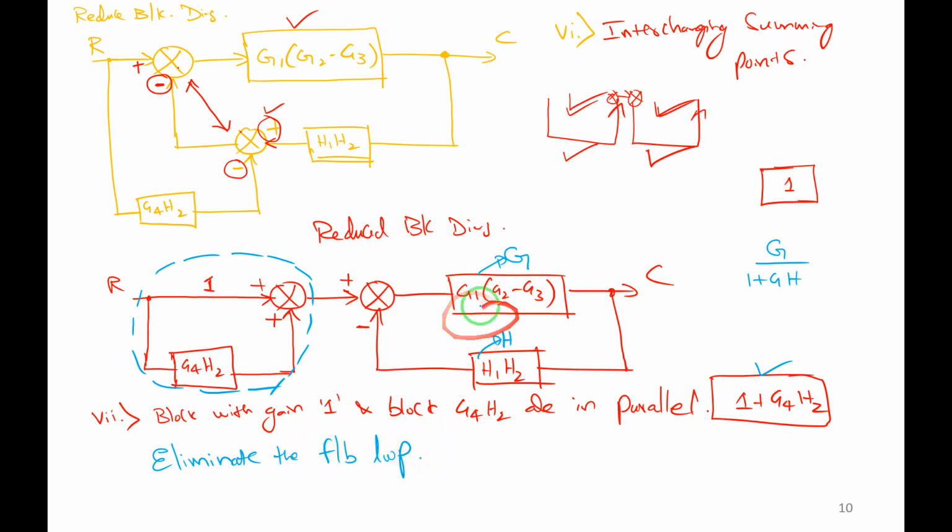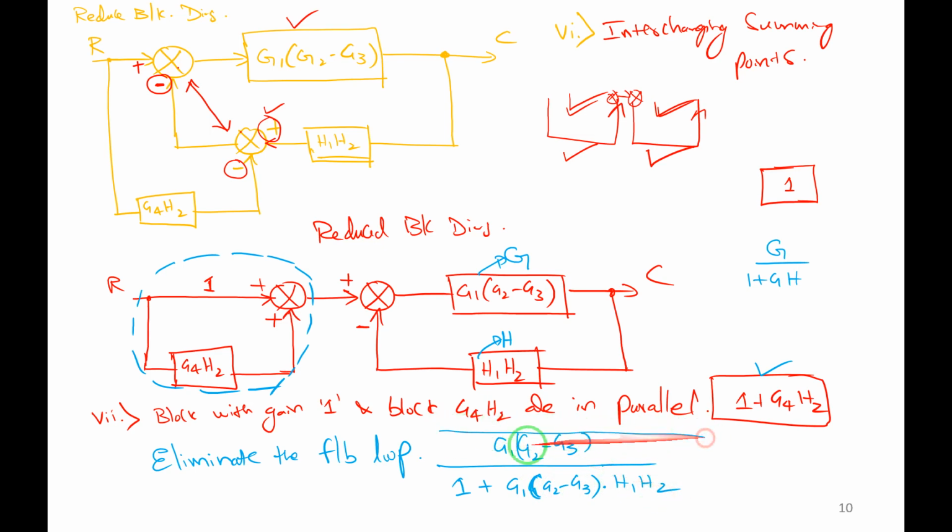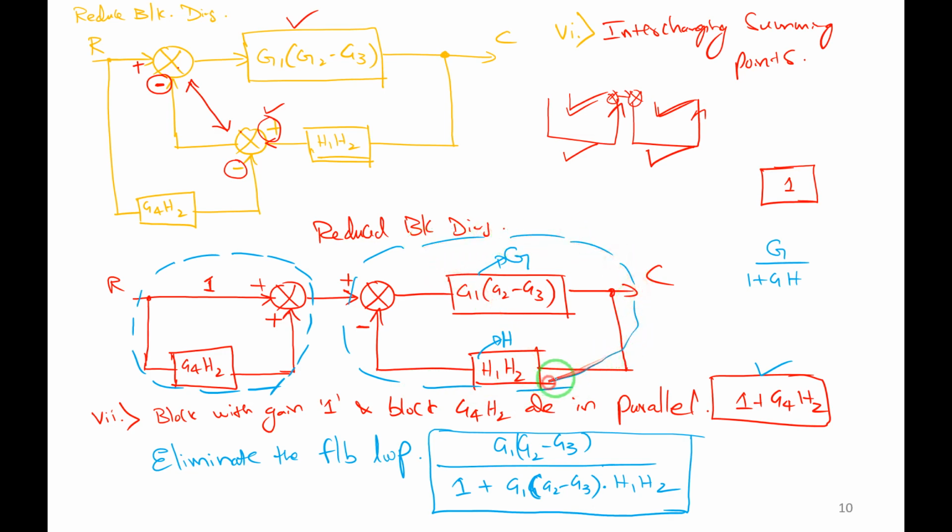After eliminating the feedback loop, what am I getting? G divided by 1 plus GH. Instead of G, it is G1 into (G2 minus G3). G divided by 1 plus GH, where G is nothing but G1 into (G2 minus G3) and H is H1 H2. I hope you are getting what I have done. So this entire thing will be converted to a single block after eliminating the feedback loop. I will redraw the block diagram once again. Is it fine? Okay, let me redraw it.